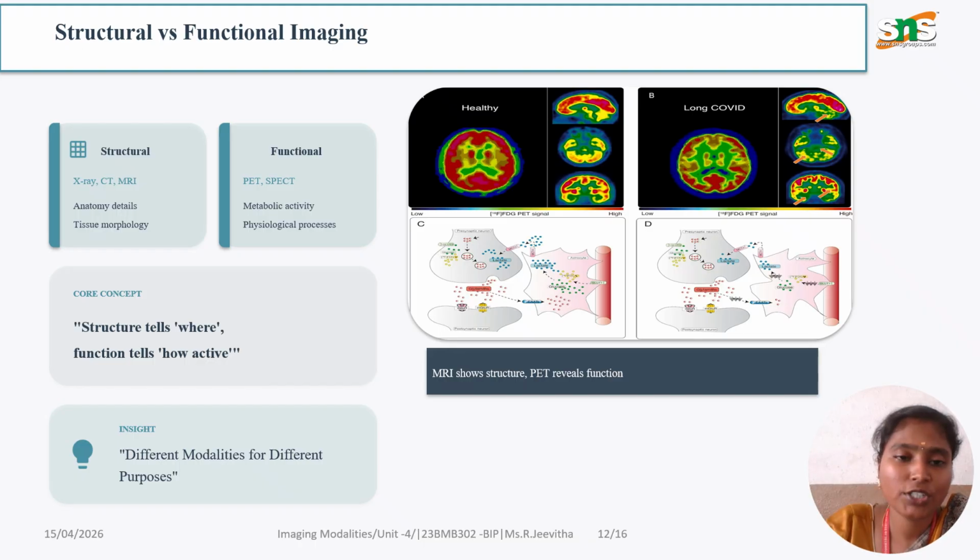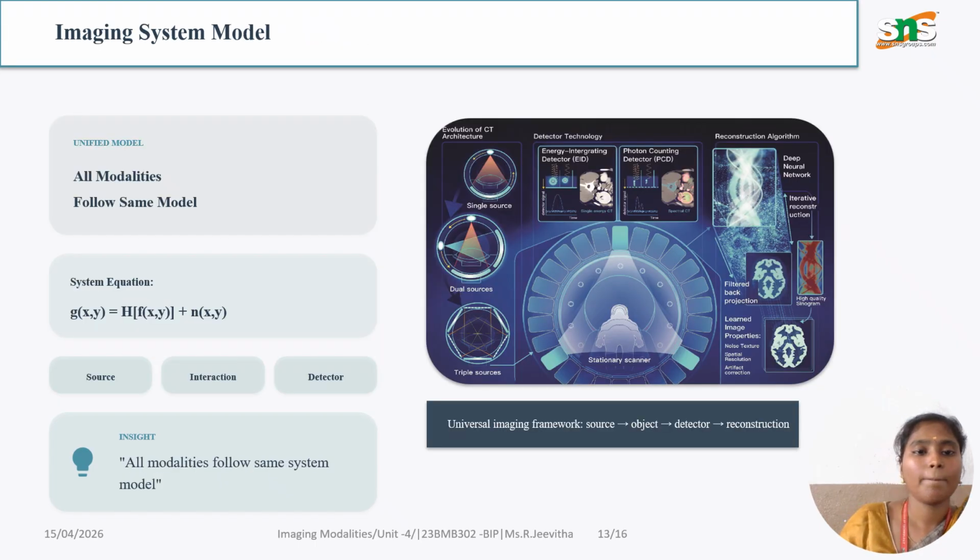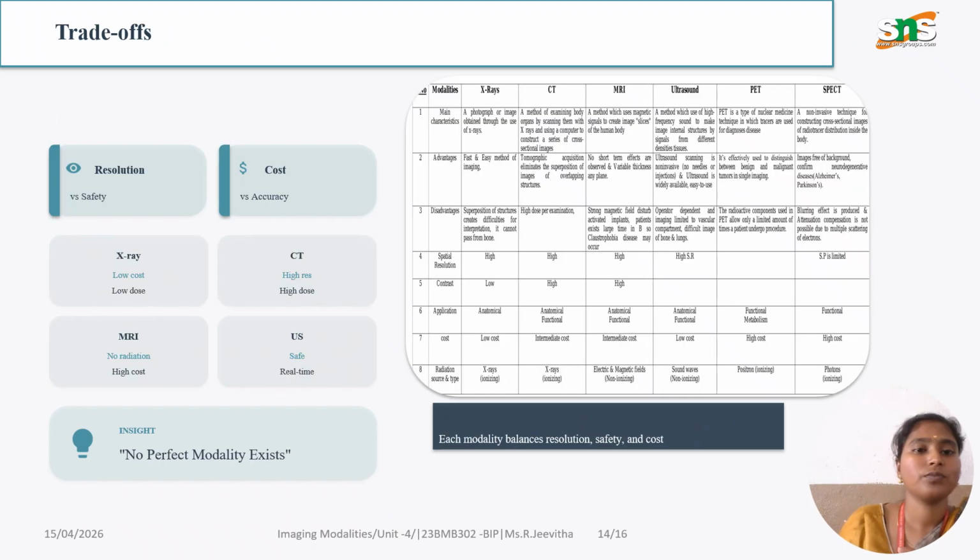A very important comparison is structural imaging versus functional imaging. X-ray, CT and MRI show the anatomy of the body. But PET and SPECT are used for functional imaging and show the activity. So structure tells where the problem is, and function tells how active it is. All imaging systems follow the same model: a source, an interaction, a detector, and reconstruction. All modalities follow the same framework.